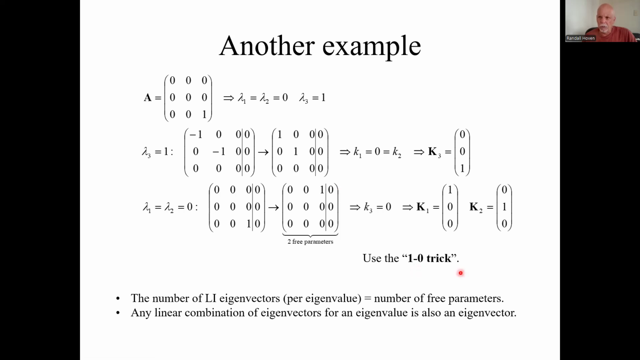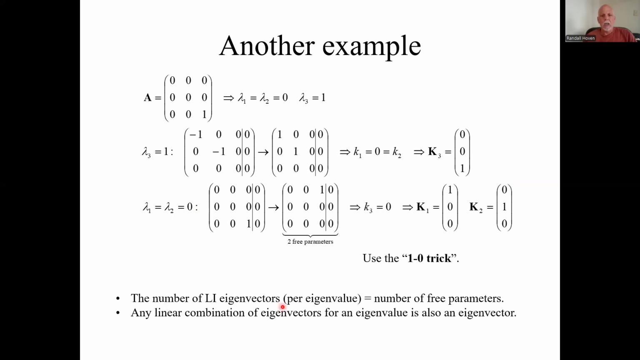I use the 1, 0 trick to give me 2 linearly independent eigenvectors, or basis vectors for the null space. Free variables are K1 and K2. So in one case, I'll set K1 to 1, K2 to 0, and K3 must be 0. In the other case, I set K1 to 0 and K2 to 1. K3 is still 0. I got 2 linearly independent eigenvectors from this repeated eigenvalue.